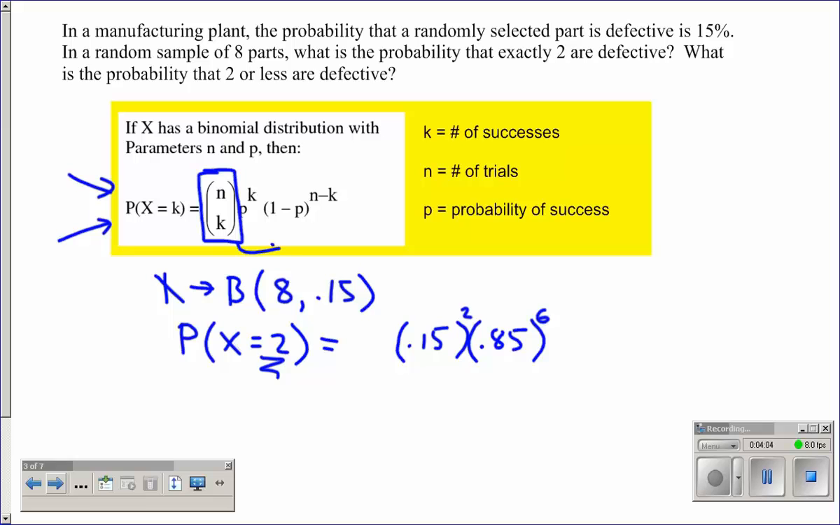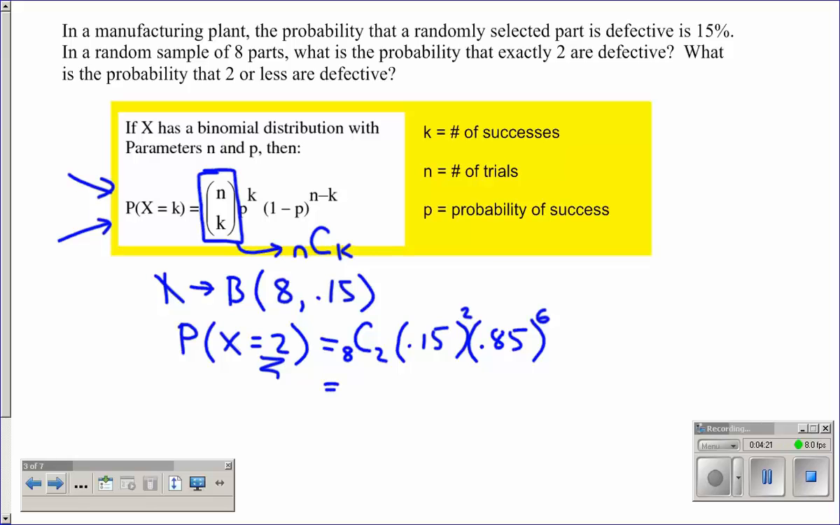Don't be worried about this. This is just a combination. This is the same as nCk, if you remember combinations back from Prob Stat. What the combinations do is take care of all the different ways that the defectives could be mixed up with the good parts. And in this problem, it's 8C2.